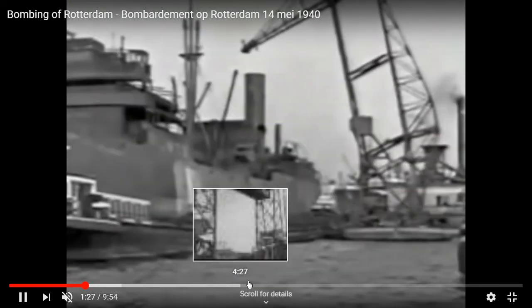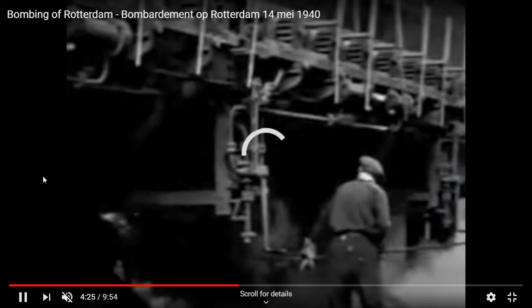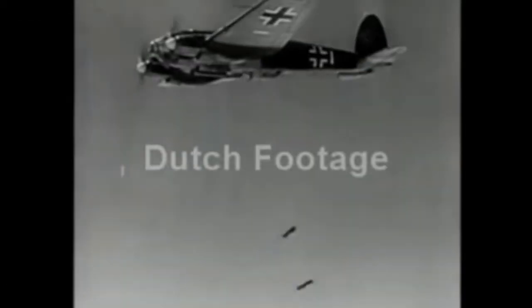Let's see, here's the city. Bombardment. As you can see, here are the Wehrmacht. These are Heinkel He-111s, Ju-88 bombers of the Luftwaffe heavy medium bomber command. And this is all Dutch footage of the heavy bombing of Rotterdam. Ill-prepared. The threat to Utrecht was enough for them to initiate capitulation.